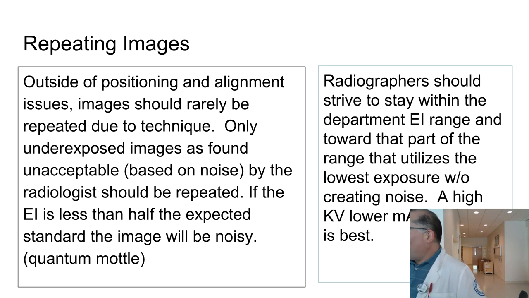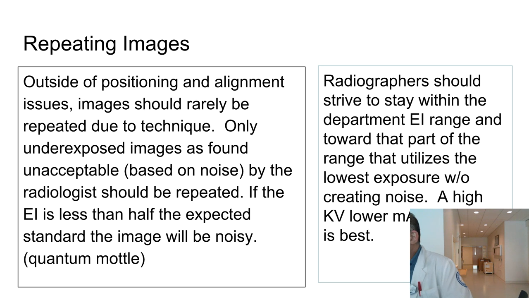We didn't do that here either, right? For a hand, when you set it up, it probably says something like 52 kV. I don't know what the default might be. But as we've discussed, you can use higher kV and lower mAs, but you have to go in and program the system to do that.